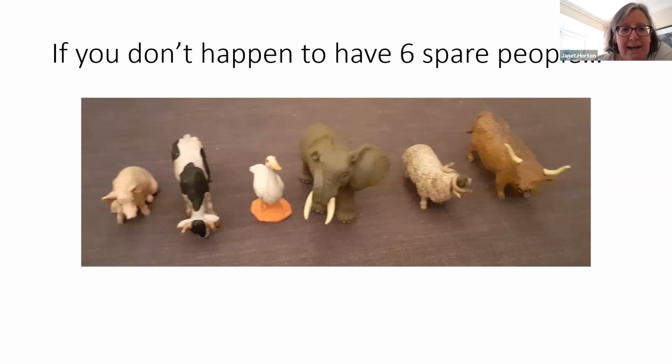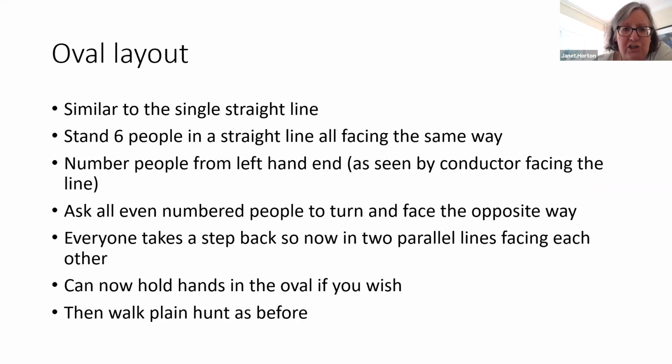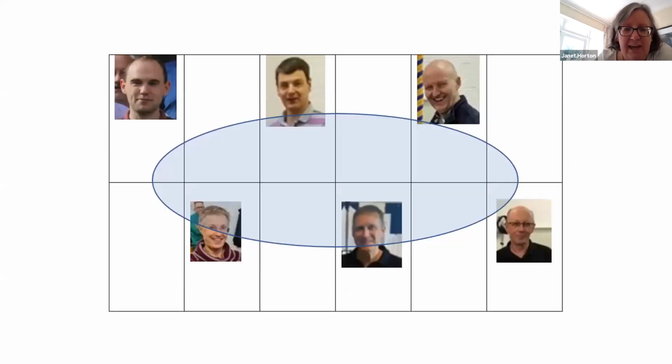So my second layout is the oval layout, which is similar to the single straight line. You stand your 6 people in a straight line, all facing the same way, and number the people from the left-hand end as seen by the conductor facing the line. Then ask all the even-numbered people to turn and face the opposite way. And everyone takes a step back now, so you have 2 parallel lines facing each other. You can actually now hold hands in an oval shape if you wish, and you can walk plain hunt as you did before. So here's the layout.